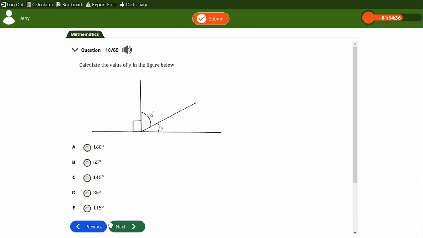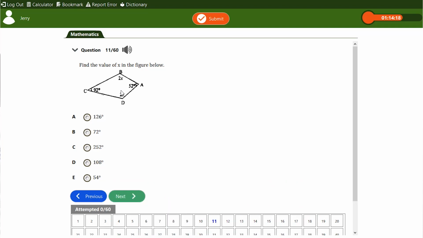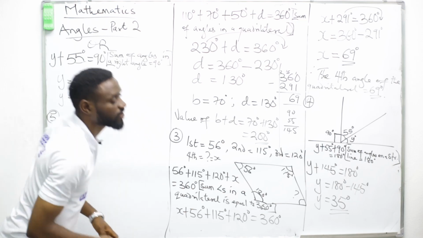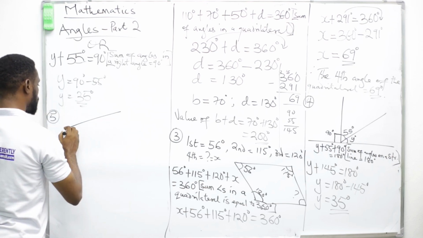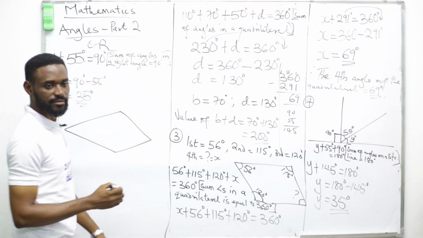Okay, so let's see. We have seen corresponding angles. I think there is a property we have not looked at. Okay, let's look at this. I think this is a very good question for us to practice. Find the value of x in the figure below. Let me give you figure number 5. This is the figure. It's like a kite.